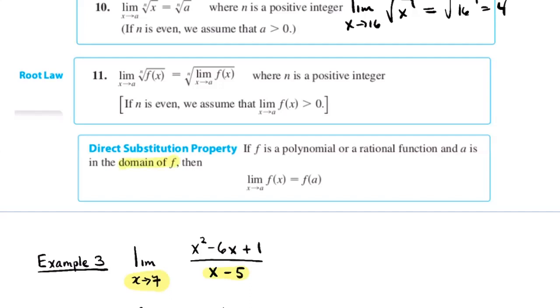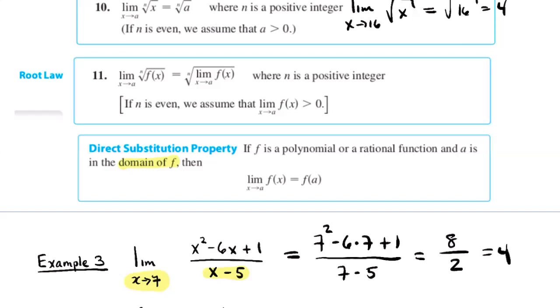And here, when I plug in 7, it makes the denominator equal to 2. So yes, 7 is in the domain of that function. So the direct substitution property says that we can just evaluate this by plugging in 7. So again, I've given myself a little bit of an arithmetic problem to do here. I have to take 49 and subtract 42. 49 take away 42 is 7, and add 1, that's 8 in the numerator. 7 minus 5 is 2, and 8 over 2 is 4.